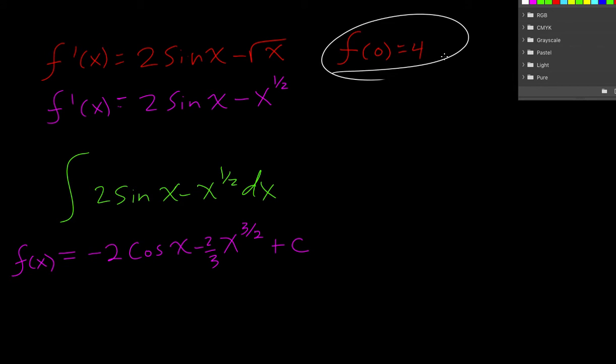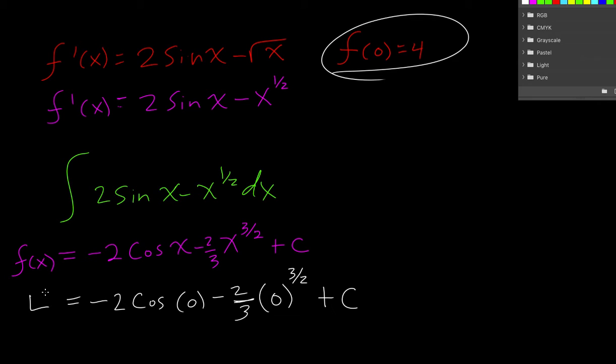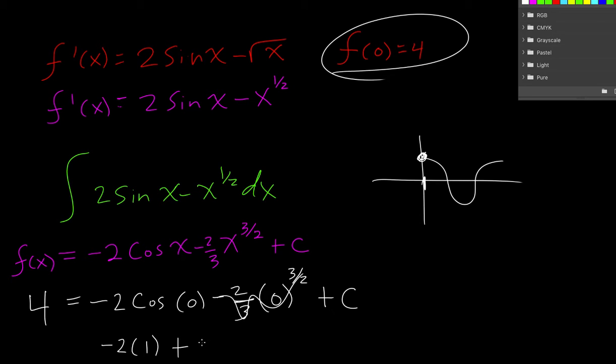And so now we plug in our particular value, and if we plug in 0 for the x's, and 4 for our y value. Now cosine of 0 is 1 if we think of the graph. So at 0, the y value is 1. So we get negative 2 times 1. This all goes to 0. So that's plus c, and that's 4.